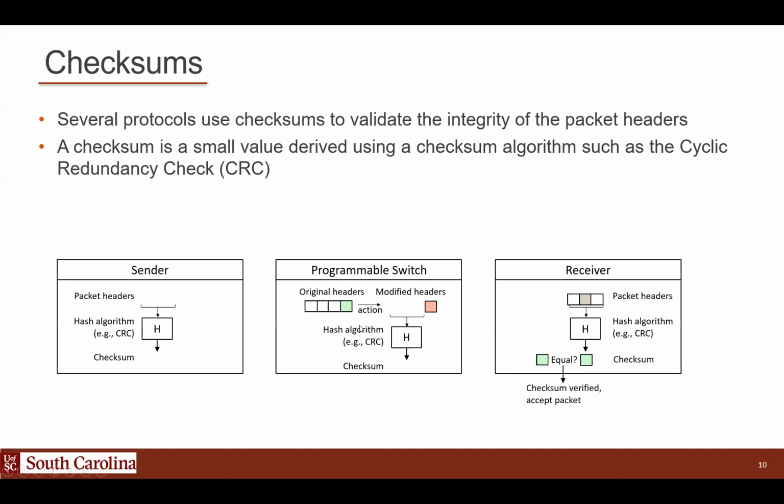If we skip this whole checksum calculation in the programmable switch and we modify the headers in the programmable switch, then the receiver will be computing a different checksum, and this is going to lead to the packet being dropped.